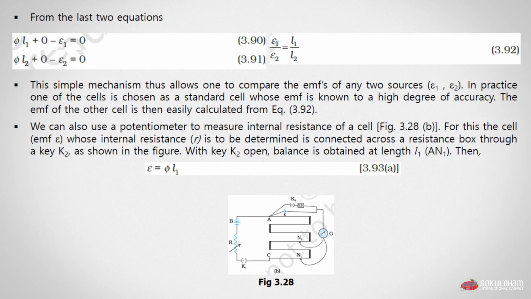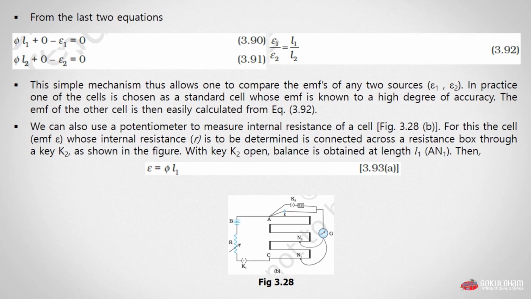We can also use a potentiometer to measure the internal resistance of a cell. You can see figure 3.28b, where we have used a potentiometer to measure the internal resistance of the cell that is connected in the network. For this cell, whose EMF and internal resistance r is to be determined, it is connected across a resistance box through a key K2. Here in the figure you can see a key K2 which is connected to the resistance box as shown. With the key K2 open, balance is obtained at length L1, say point A N1.